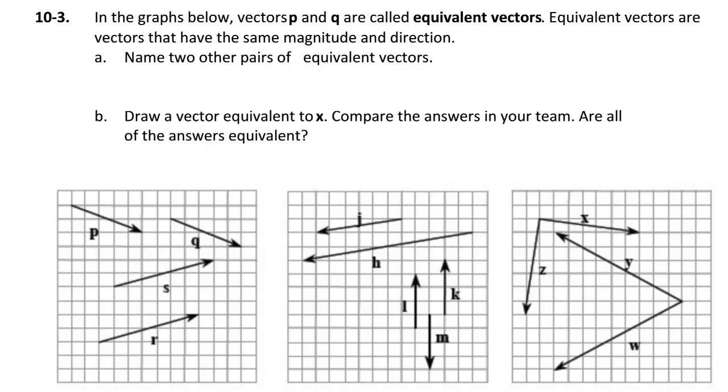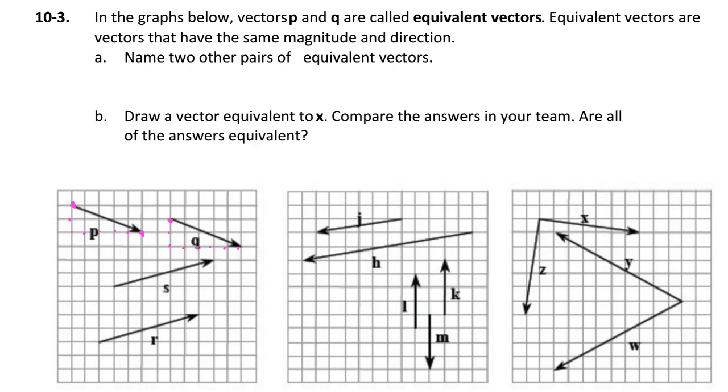All right, let's talk about equivalent vectors. It says in the graphs below, P and Q are called equivalent vectors, and they're equivalent because they have the same magnitude and direction. So if you look at P, if you start at the butt of P and go to the tip, we're going down 2 and to the right 1, 2, 3, 4, 5. And same thing with Q. Down 2, 1, 2, 3, 4, 5.